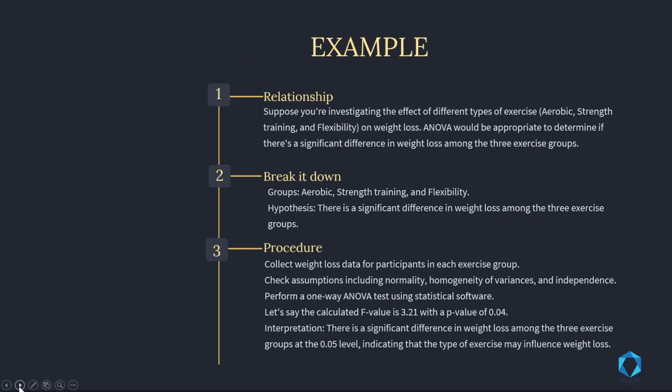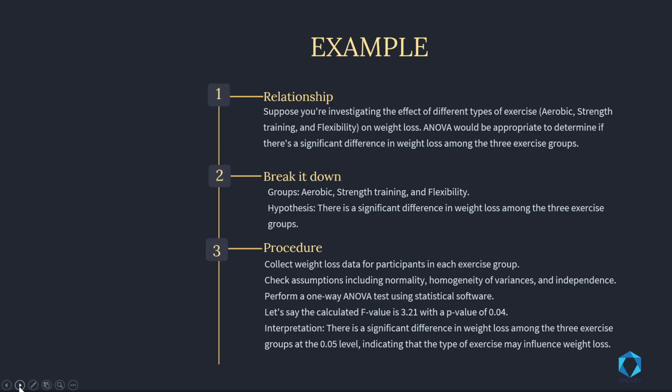In an example, suppose you are investigating the effect of different types of exercise, that is aerobic, strength training, and flexibility on weight loss. ANOVA would be appropriate to determine if there is a significant difference in weight loss among 3 exercise groups. Let's break it down. What are these groups? The groups are aerobic, strength training, and flexibility. What is the hypothesis? The hypothesis states that there is a significant difference in weight loss among the 3 exercise groups.